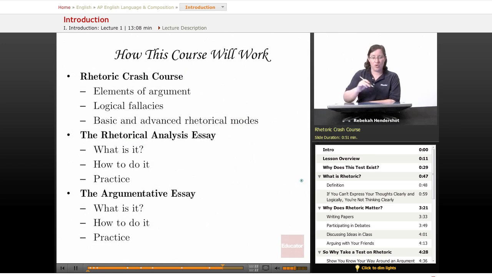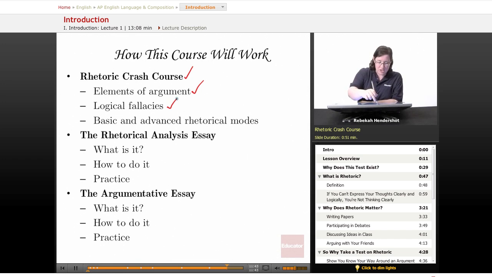Then we're going to take a crash course in rhetoric. This is basically a condensed version of the argumentation lessons you would get in freshman composition. You're going to get all of that ahead of time, which will help you convince professors you know what you're doing. We're going to talk about the 3 elements of argument, the 3 things you have to have in order to have a solid, logical argument and good rhetoric.